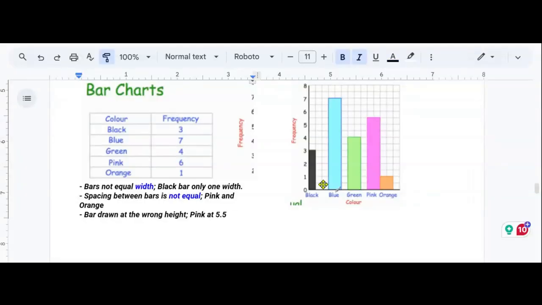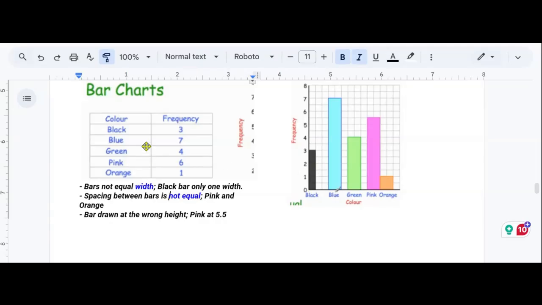It's not equal. See here, they have two gaps, two spaces, one space, one space. And here there is no space. The black is only one line, and the blue is two lines. Right, width. Another problem: bars drawn at the wrong height.